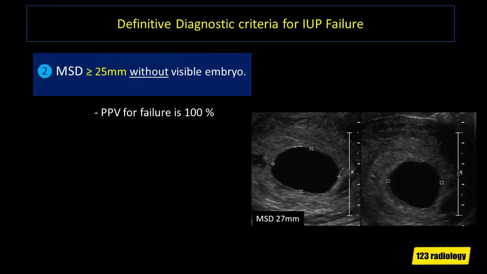So, we came up with the second definitive criterion for pregnancy failure, which is a mean sac diameter of 25 millimeters or greater and no visible embryo, with a 100% positive predictive value. As you can see on this image, the mean sac diameter is about 27 millimeters, with no visible embryo within the gestational sac. This indicates definitive early pregnancy failure.